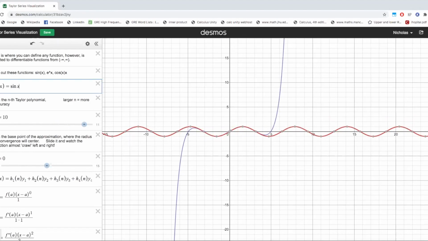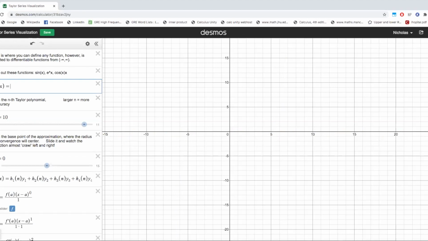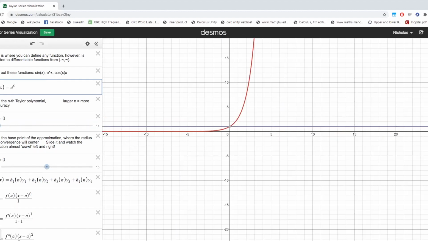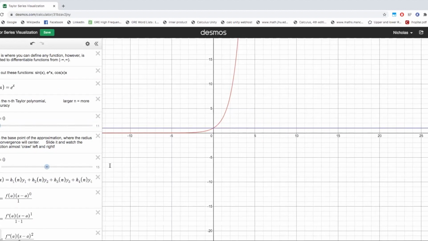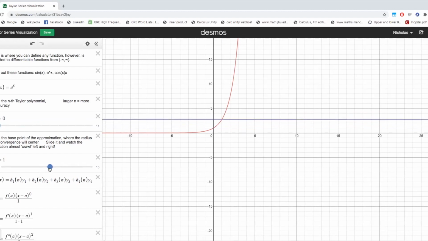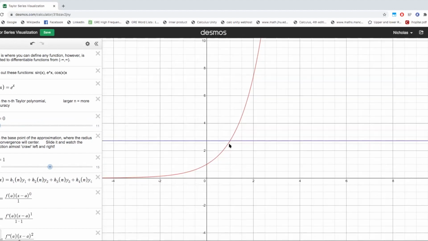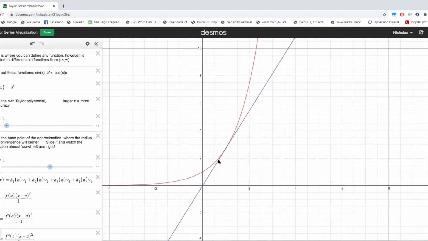So let's look at one more function. How about e to the x? Okay. So let's just do e to the x. Now I don't want to center it at x equals 0. I want to make the center at 1. So our approximation will be really good around 1 here. So let me make n get bigger and bigger. So n equals 1 looks like that. Okay, that's a decent approximation.